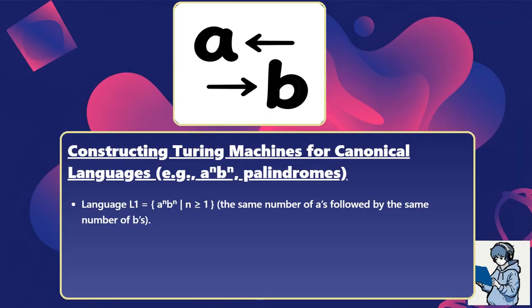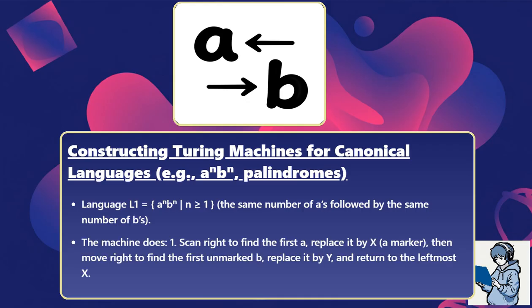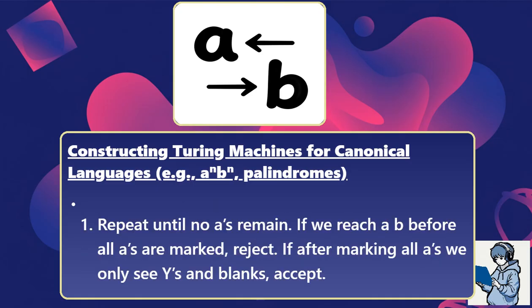Language L1 = {a^n b^n such that n ≥ 1}: the same number of a's followed by the same number of b's. The machine scans right to find the first a, replaces it with X as a marker, then moves right to find the first unmarked b, replaces it with Y, and returns to the leftmost X. It repeats this process until no a's remain. If it reaches a b before all a's are marked, it rejects. After marking all a's, if only Y's and blanks are seen, it accepts.